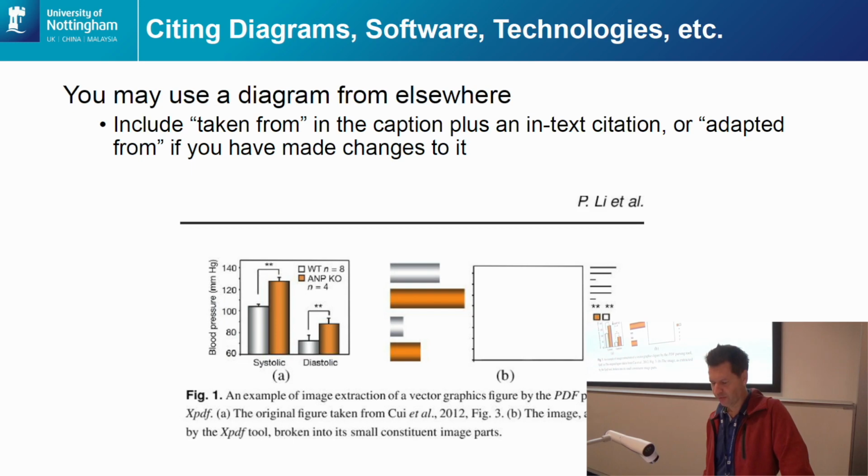We often use diagrams, images, and other technologies from other places, especially in visualization, right? In visualization, we use a lot of images from other sources. You can include the phrase "taken from" in the caption plus the in-text citation, or "adapted from" if you have made changes to it, right? And here's an example of a caption. The original figure is taken from Cui et al. 2012, figure 3. Right? That's a very common scenario.